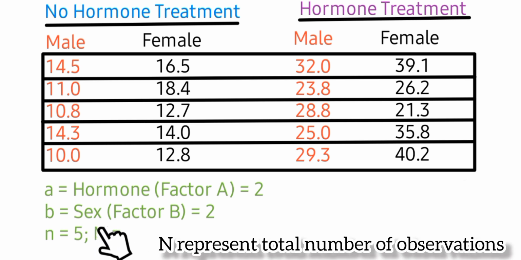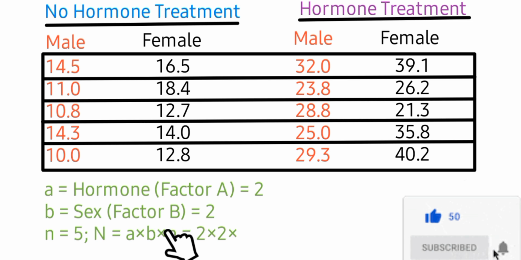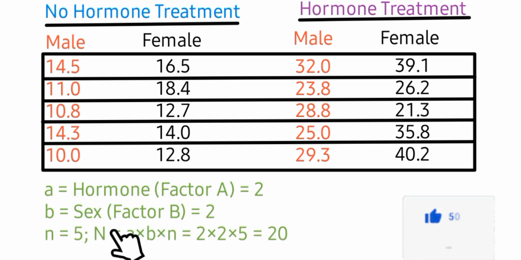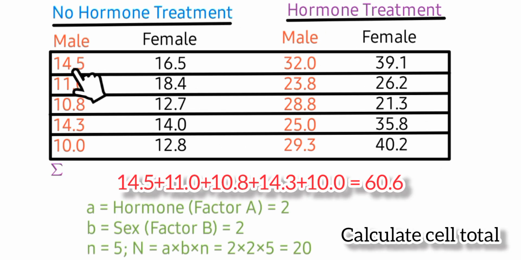Let capital N represent total number of observations. That is a multiplied by b multiplied by small letter n. Of course, our a value is 2 multiplied by b, 2, multiplied by n, 5. Therefore, the total number of observations is 20. Now, let's calculate cell totals. That is the total for each of the cells.